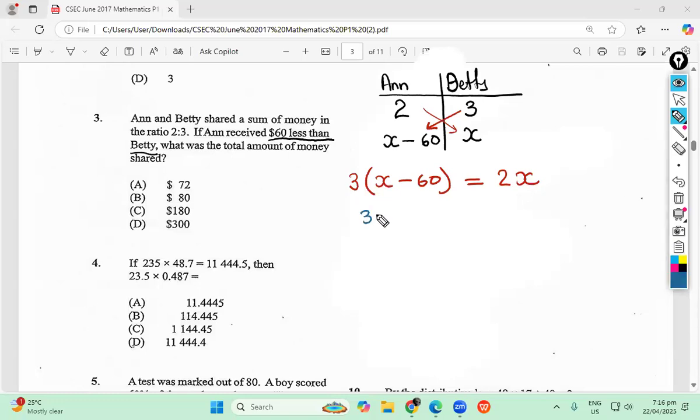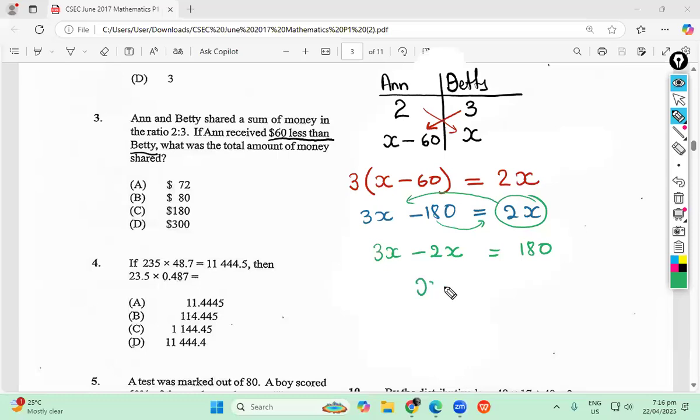3 by X is 3X. 3 by 60 is 180. And this is equal to 2X. Throw all the X's on one side, everyone else on the other side. So you're going to end up with 3X minus 2X, which is good news because 3X minus 2X is X, is equal to positive 180. Therefore, X is equal to 180.